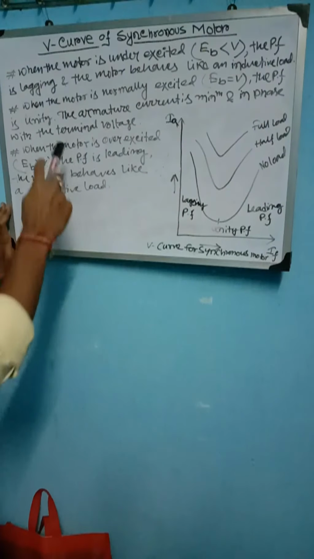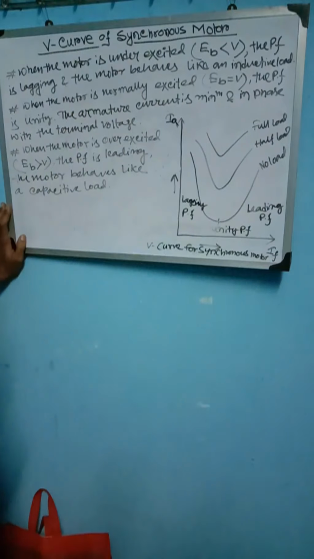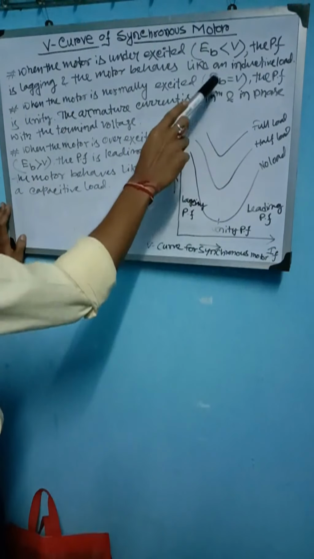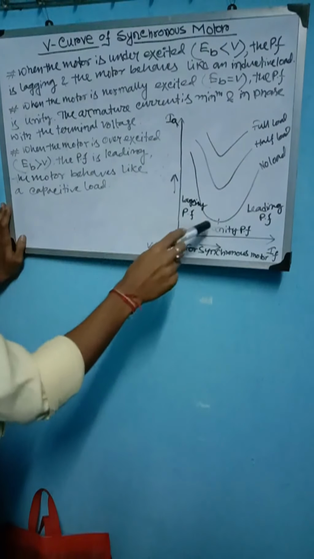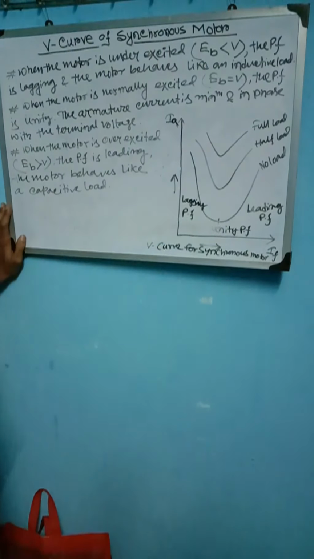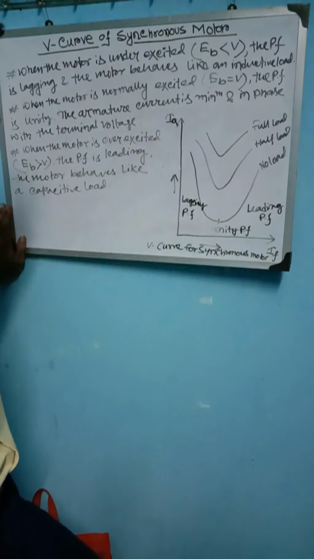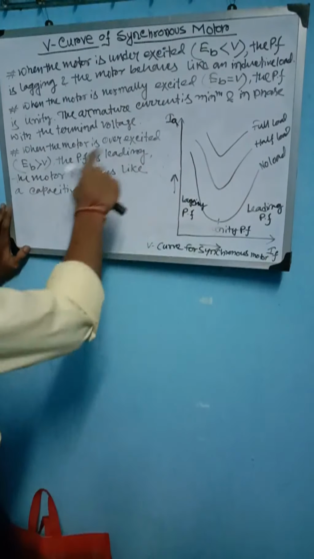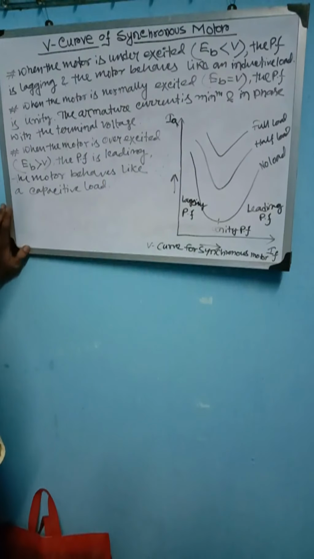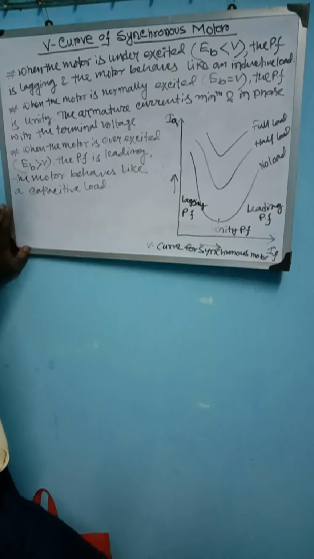In the second case, when the motor is normally excited, that is EB equals V, the back EMF equals the terminal voltage V, so the power factor is unity. Here this is the unity power factor we achieve, and the armature current is minimum. Here also we are getting the minimum armature current IA, and it is in phase with the terminal voltage V.